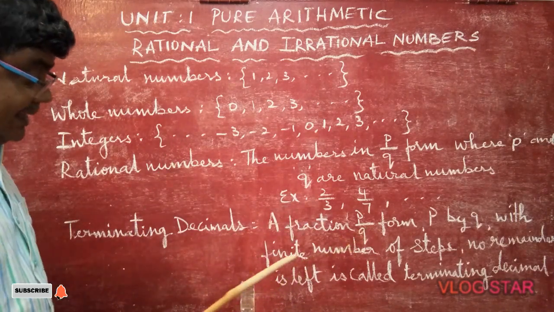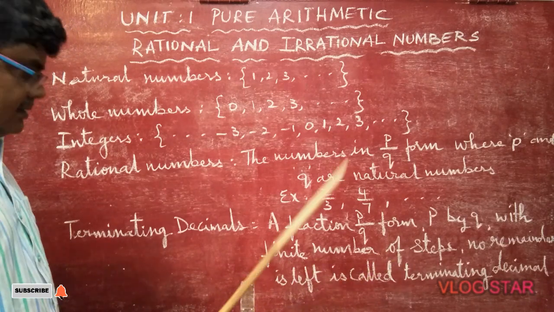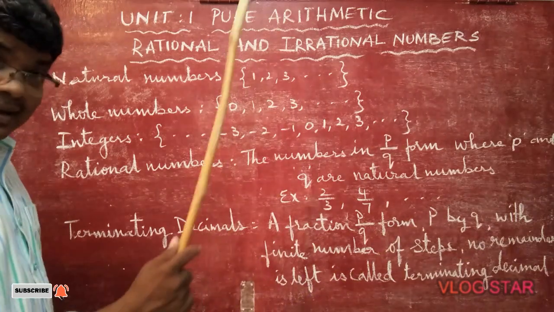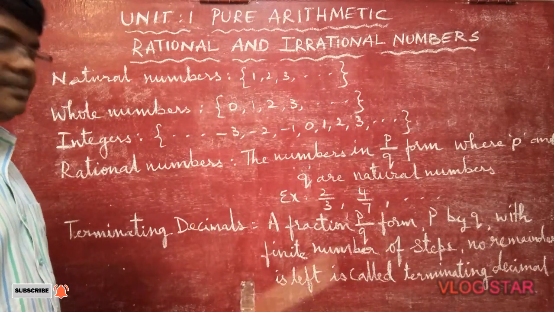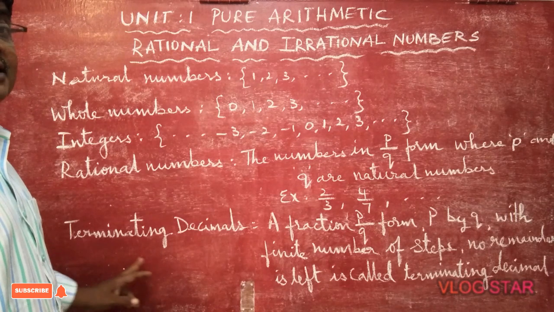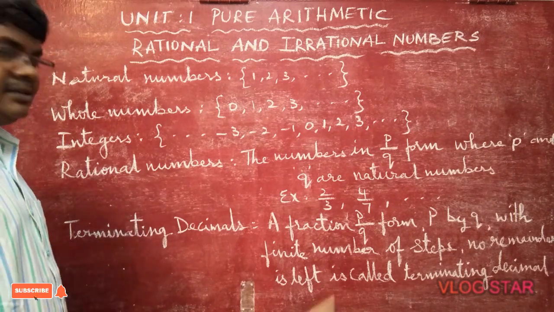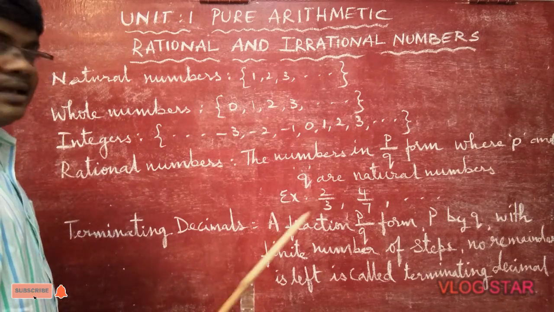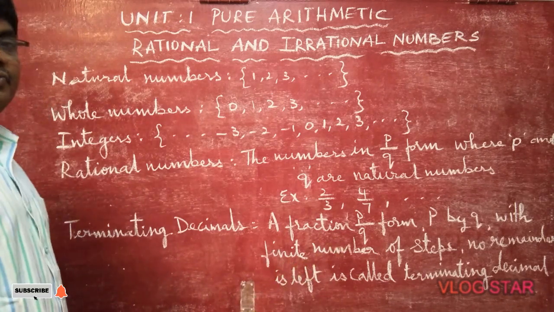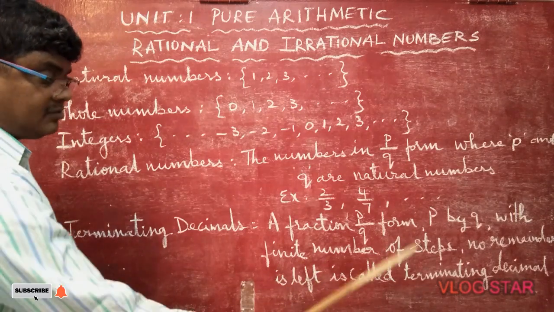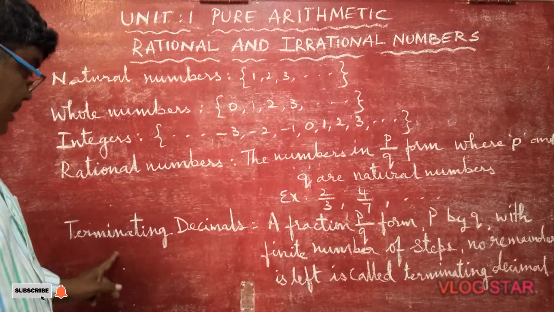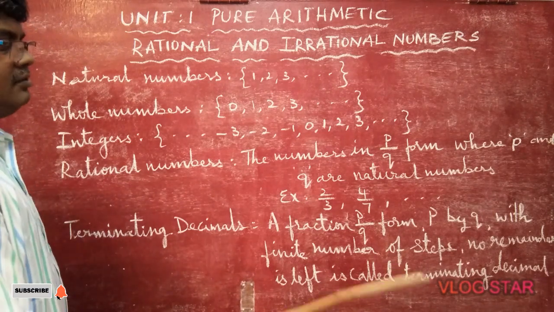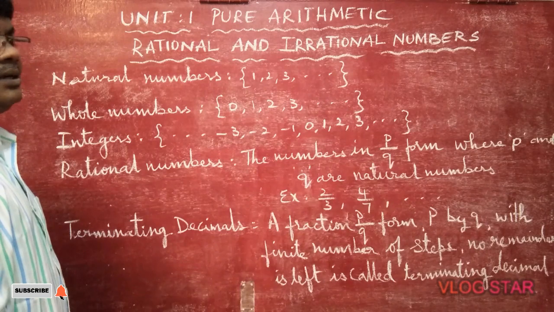Quite opposite for non-terminating. Same P by Q form, but an infinite number of steps, meaning it continues on. Here no remainder is left; there, a remainder will be left. That is the difference between terminating decimals and non-terminating decimals. So here itself we have learned two definitions. Terminating means an end point will be there with a finite number of steps, I am repeatedly telling you. Non-terminating decimal means an infinite number of steps. Are you able to follow? So we will start. This is the introduction of this chapter.